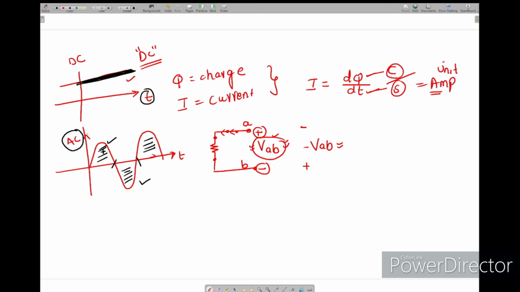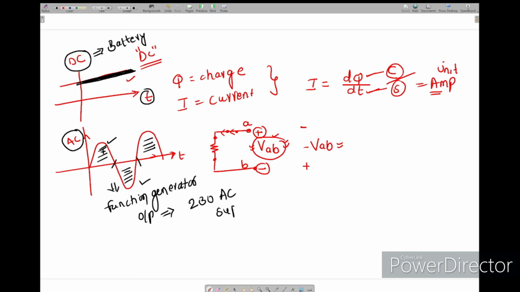An alternating quantity may be voltage also, in which case we call it alternating voltage. The example of DC is DC batteries. This is the best example for DC sources. And for AC sources, we have the function generator, or the output of an alternator, that is our 230 volts AC supply. This is also an example of an alternating quantity.